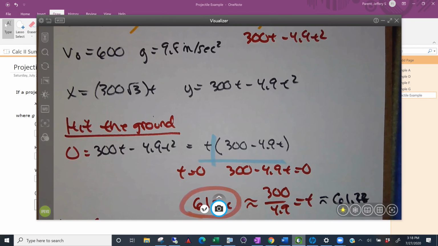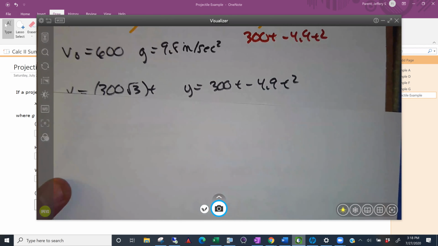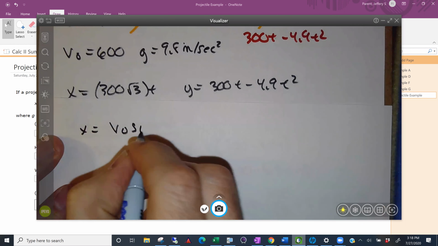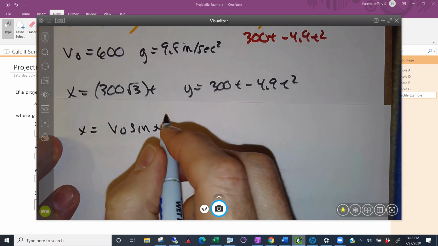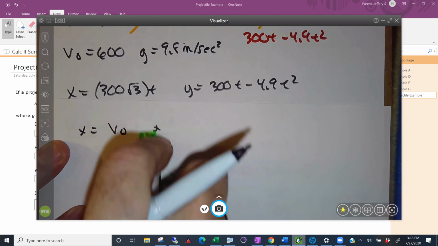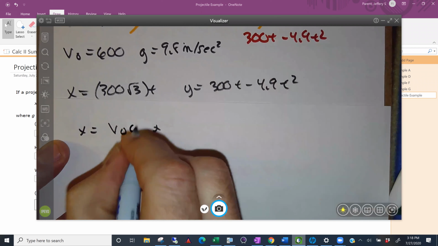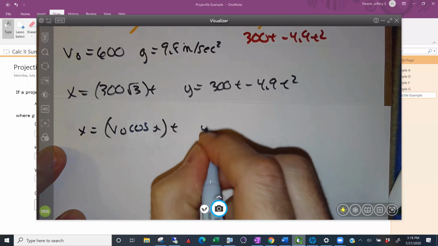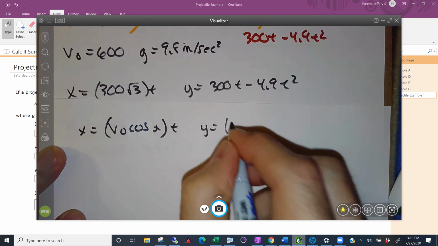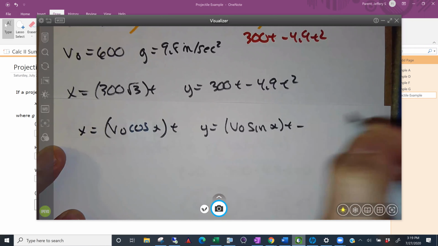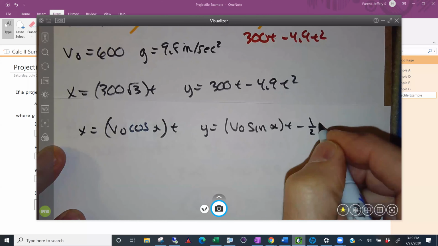This would have worked for our particular equation, but if you want to do it in general, we've got to go back to this x equals v naught sine of alpha, no, v naught cosine of alpha times t. I'm starting to feel really bad here. I know I want to get you on a break. And y equals v naught sine of alpha times t minus 1/2 g t squared.